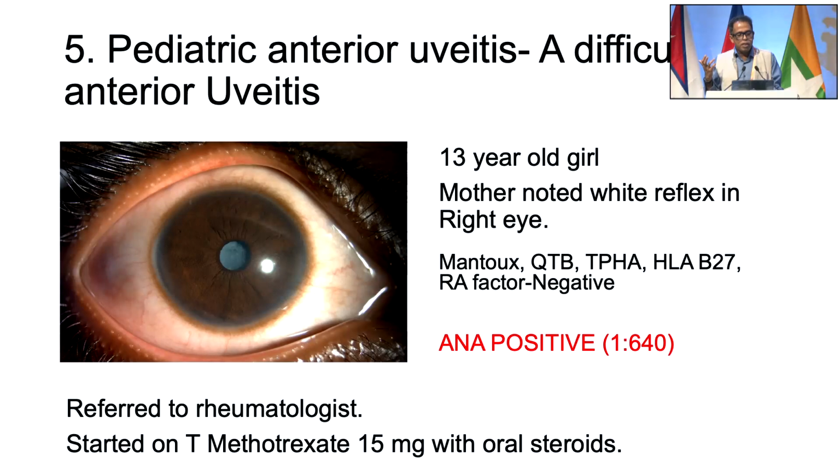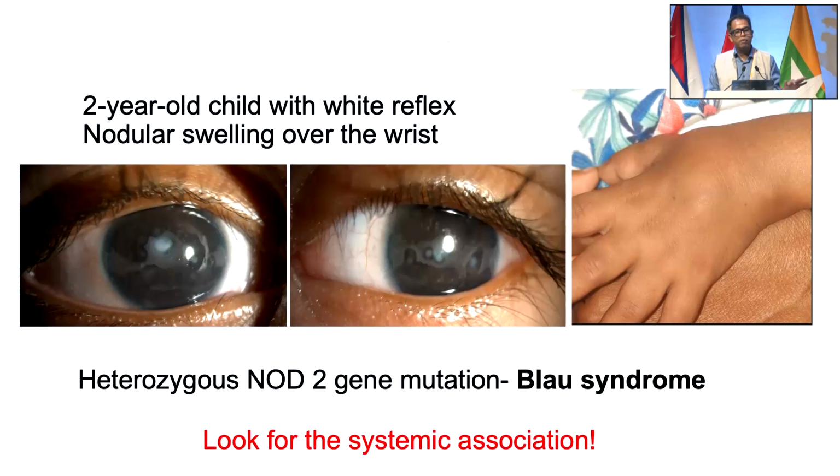This is a 13-year-old girl, the mother noted a white reflex in the eye, and all tests were negative, and ANA was positive, referred to a rheumatologist and diagnosed as a case of JIA. So in children it happens because most of the time these children present with complications, and complications are the presenting sign of the disease, so you have to be very careful while dealing with that.